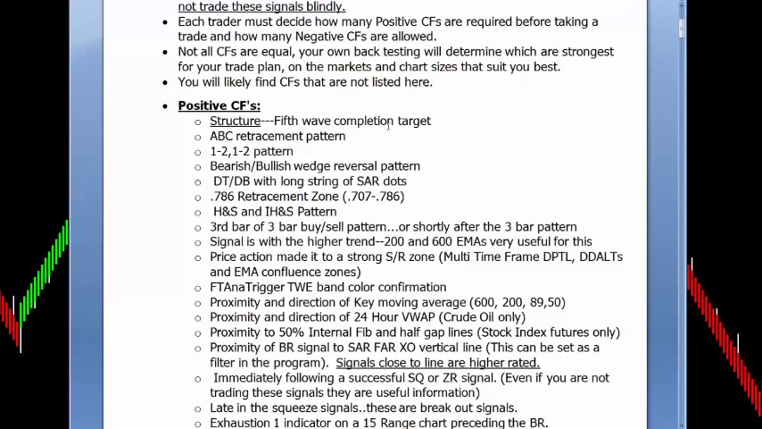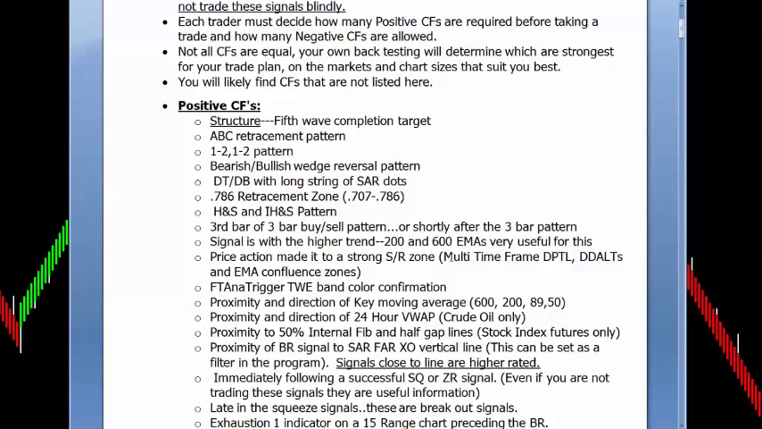Structure, fifth wave completion, ABC retracement, 1-2-1-2 pattern, bullish bearish wedge reversal patterns, double tops, double bottoms with a long string of SAR dots. You will be seeing the SAR dots. 7-8 retracement zone, head and shoulders, inverse head and shoulders, third bar of a 3-bar buy sell pattern or shortly thereafter. Signal is with the higher trend. I mostly use a 200 and 600 for that. Price action made it to a strong support resistance zone.